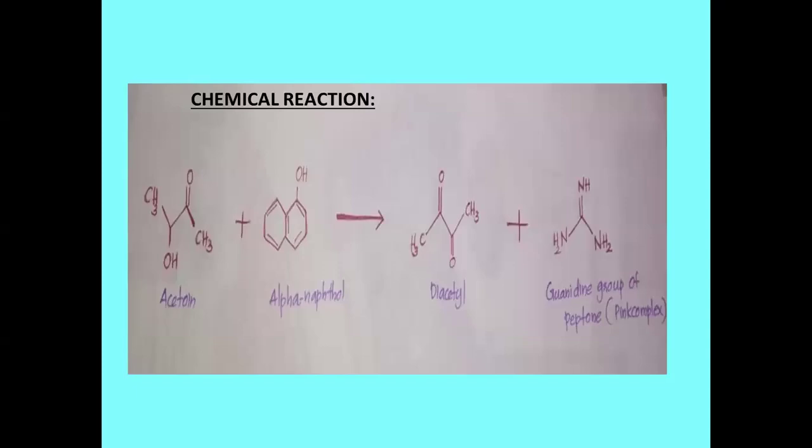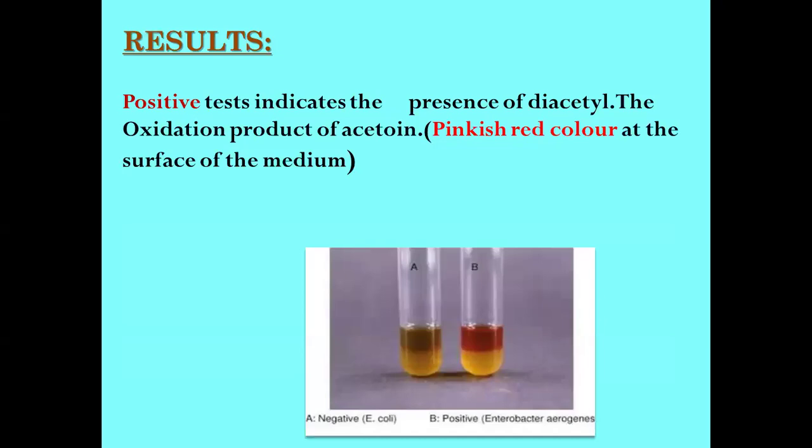This is the chemical reaction happening during the 24 or 48 hours of incubation. The produced acetoin, when you add alcoholic alpha naphthol, produces a diacetyl and guanidine group complex, which gives the pink color complex. This is the reason for the Voges-Proskauer color change after 24 or 48 hours. A positive test indicates the presence of diacetyl, the oxidation product of acetoin. It produces a pinkish red color at the surface of the medium.